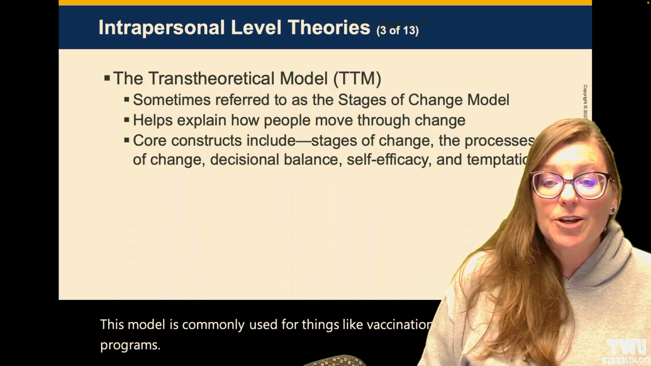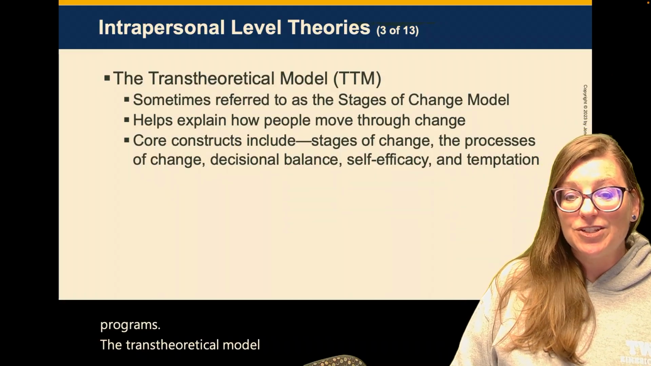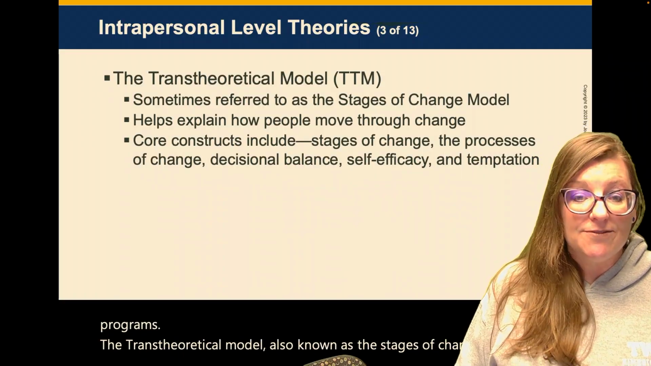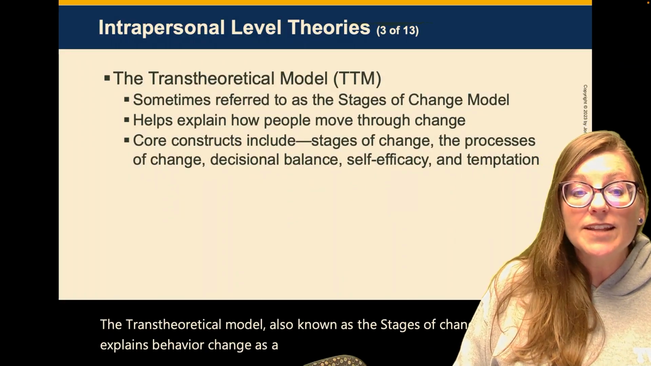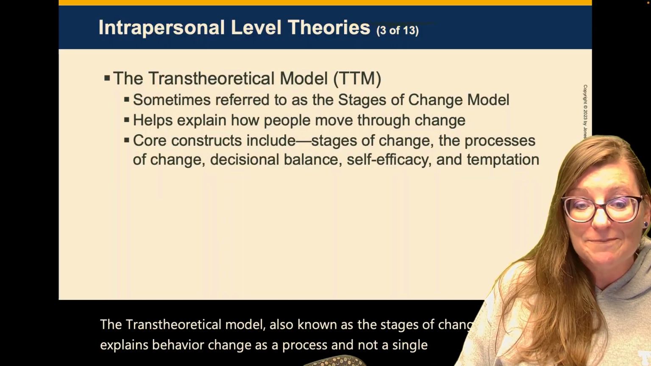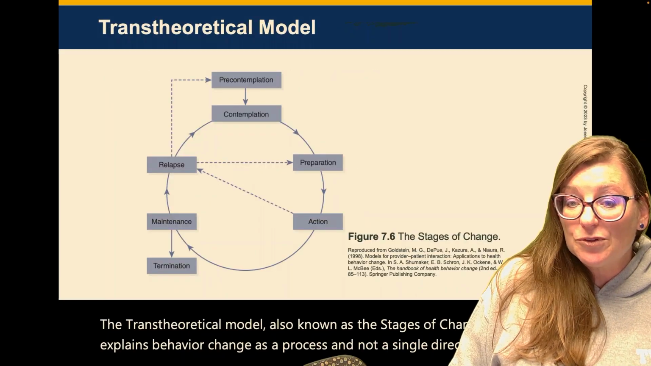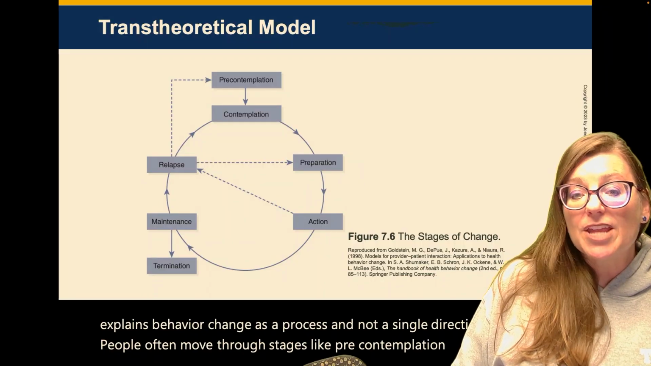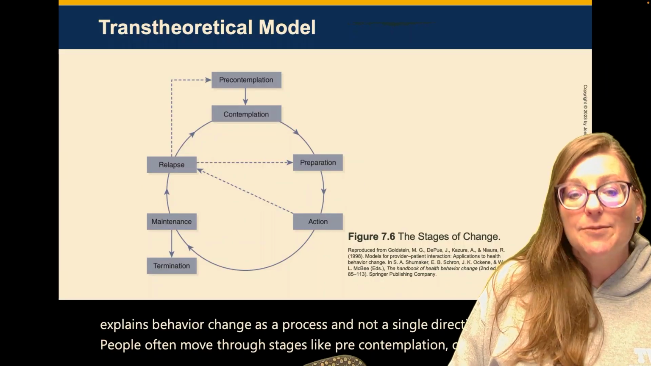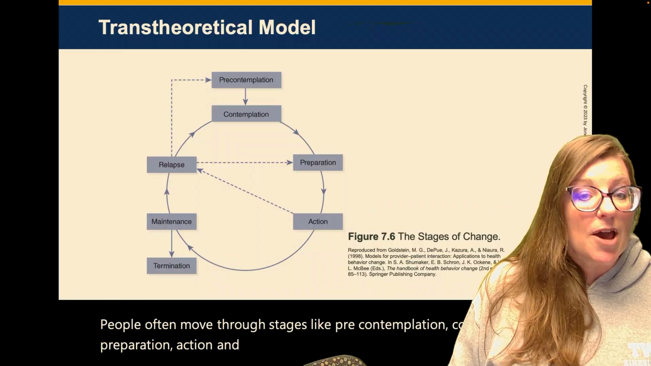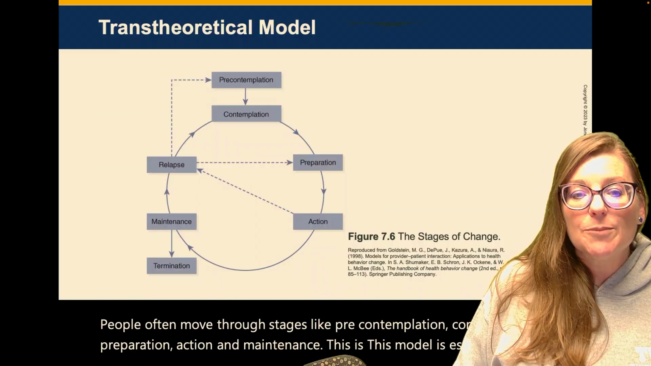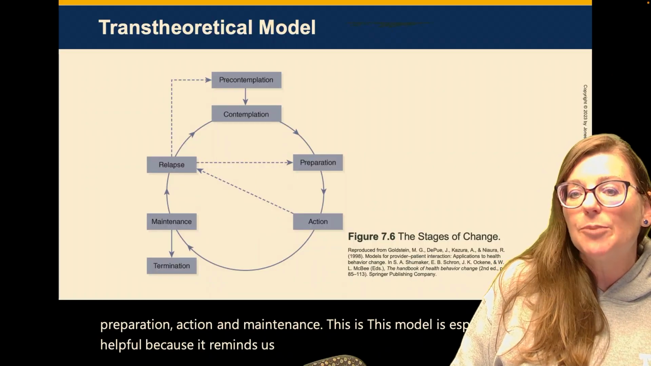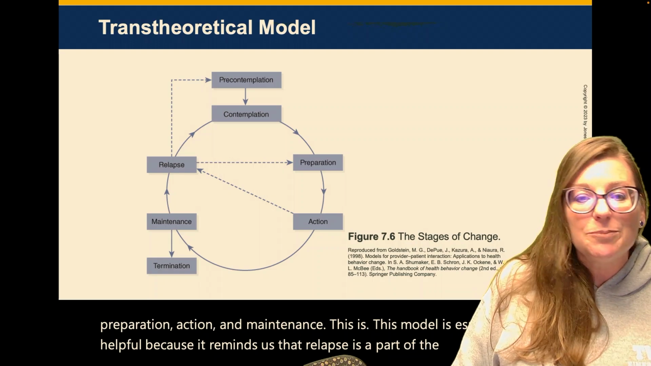The trans-theoretical model, also known as the stages of change model, explains behavior change as a process and not a single decision. People often move through stages like pre-contemplation, contemplation, preparation, action, and maintenance. This model is especially helpful because it reminds us that relapse is a part of the process and shouldn't be considered a failure.